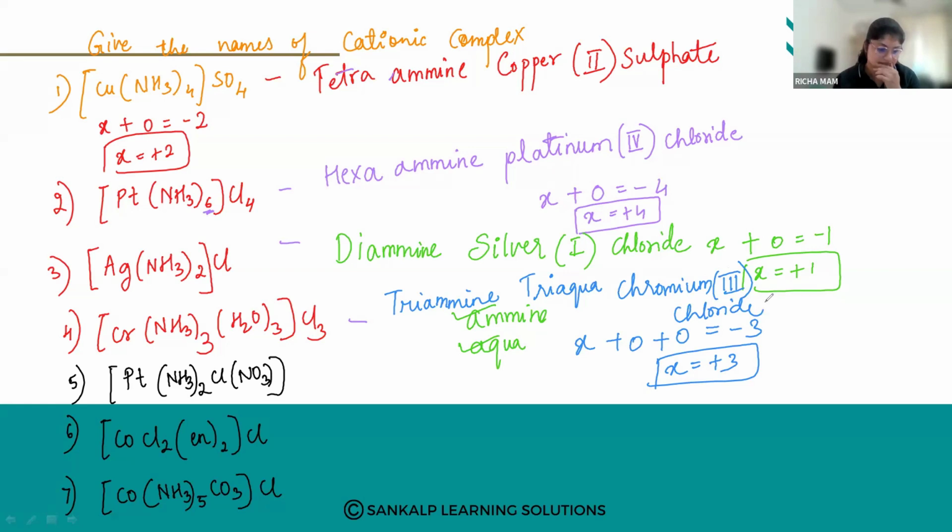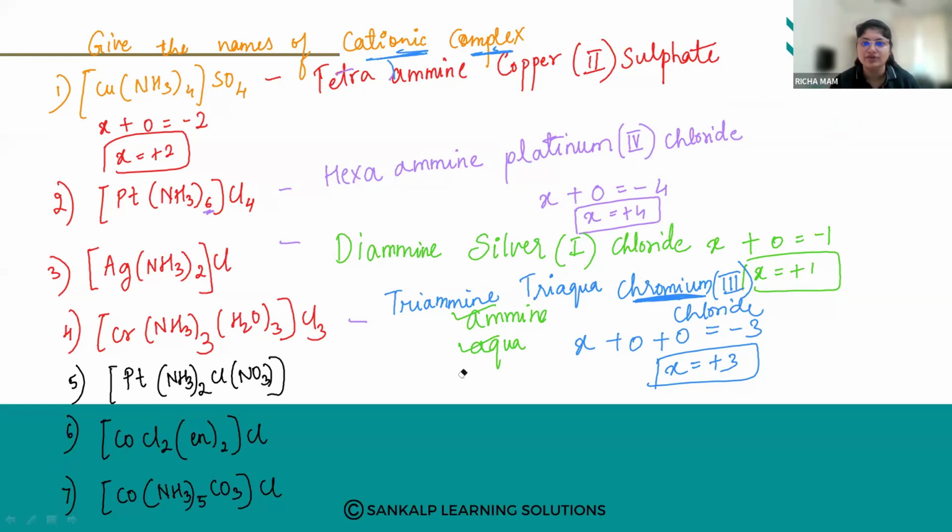So we know that whenever you have a cationic complex, your metal will end with the same name, that is chromium. But whenever you have anionic complexes, what is the difference? Whenever you have an anionic complex, your central metal atom will end with -ate: chromate, platinate, cuprate, cobaltate, like that. But when you have a cationic complex, it will end with the same specific name. So this is clear.